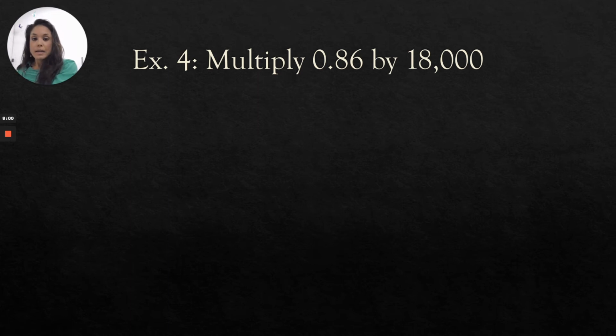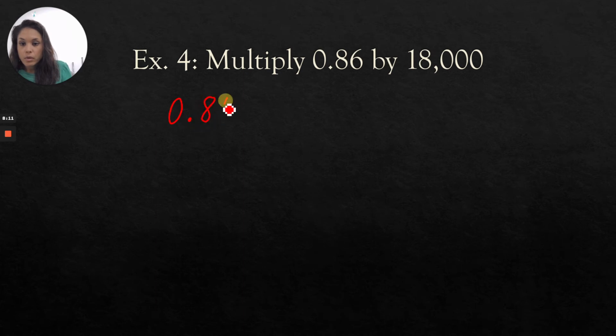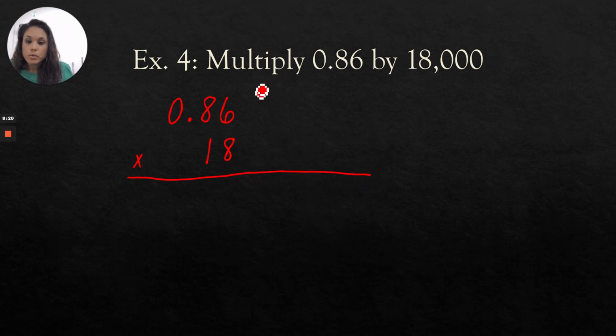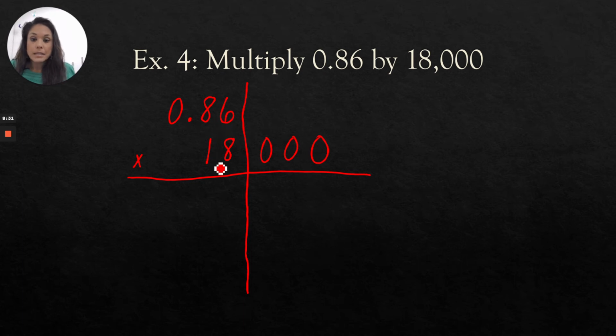I have 86 hundredths times 18,000. So that's a lot of zeros that I don't want to have to deal with. Let me show you a trick. I'm not going to multiply all of those zeros initially. I'm going to add them at the end. So I'm going to multiply 86 hundredths times 18.